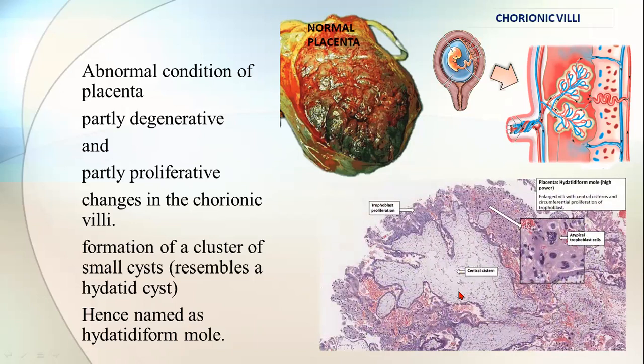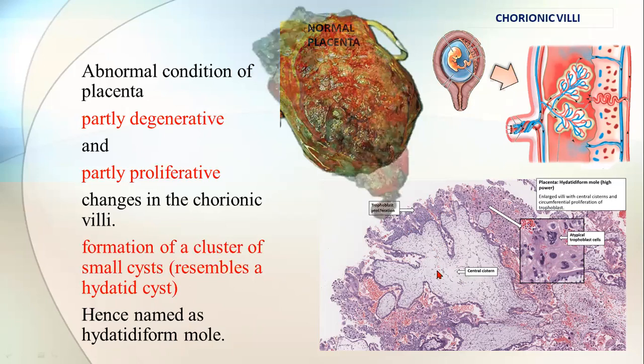Here there is partly trophoblastic proliferation, that is, a proliferation of the syncytiotrophoblast and the cytotrophoblast, along with hydropic degeneration. Degeneration is mostly because of the accumulation of fluid. There is partly hydropic degeneration along with partly degeneration of the trophoblastic cells. Because of these two conditions, it results in the formation of a cluster of small cysts known as hydatid cysts, and so it is known as hydatidiform mole.